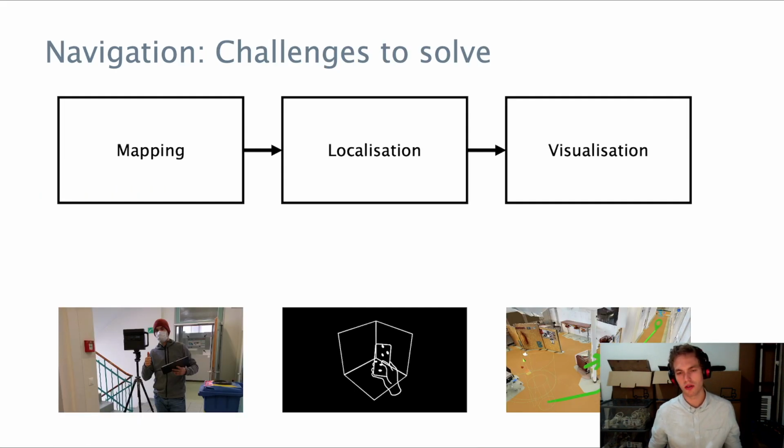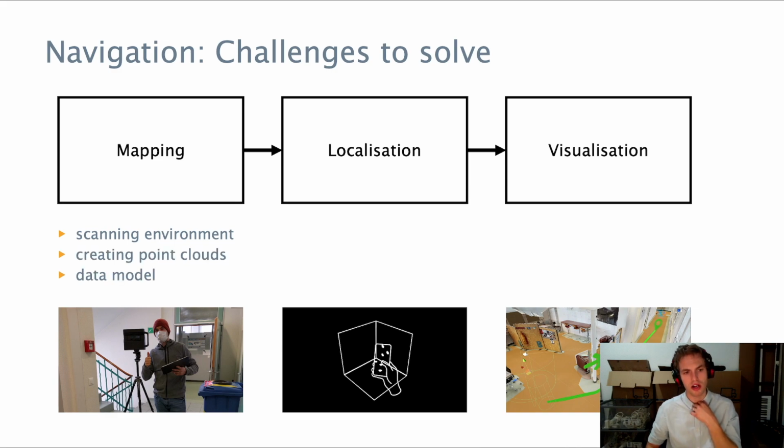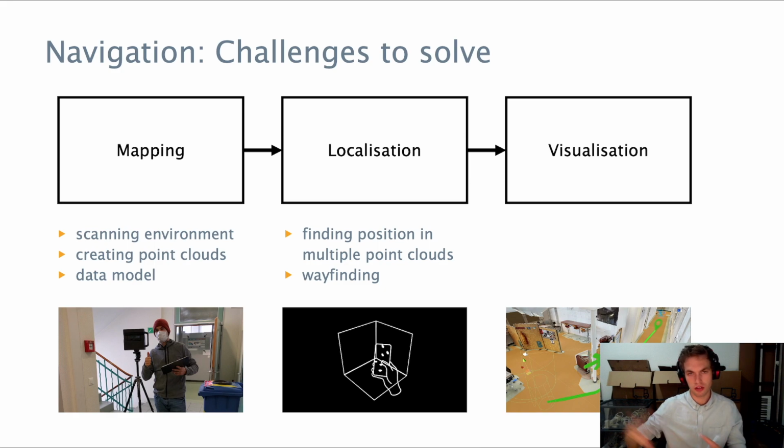This tutorial I will cut in 3 pieces, which are the 3 main challenges to solve when you do navigation, which is mapping, localization, and visualization. In the mapping, we scan the environment and we create point clouds, and we represent the whole building or situation in a data model. In the localization part, we find the position in multiple point clouds, and we do the whole wayfinding to find the fastest route.